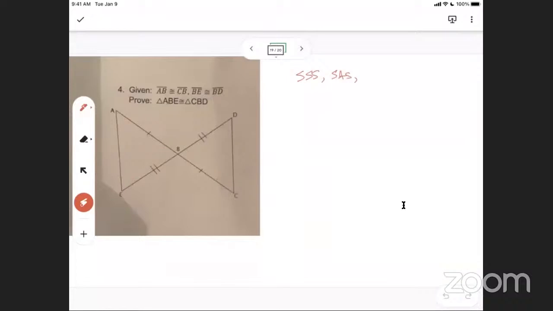Would you use SSS? Well, if you're going to use SSS, you're going to have to show me why you think these two sides are equal to each other. What makes you feel that way? You're going to have to prove that somehow. You're going to have to use some sort of property or something to show that. Do you have a property like that? No. I can't think of one.